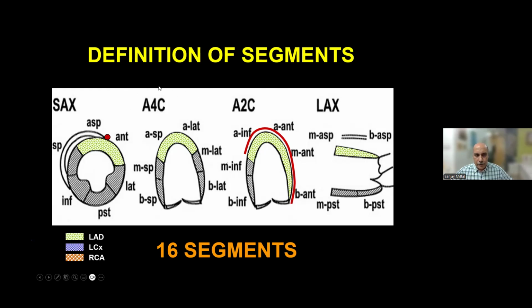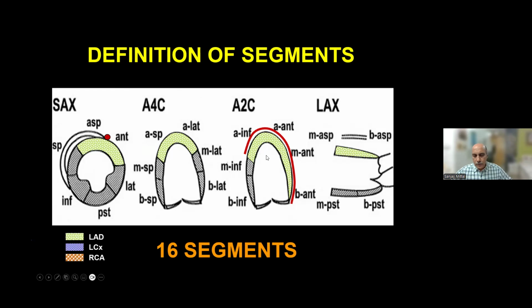So if you look at the four-chamber view, we would have the apical representation of the LAD. The lateral wall is not commonly supplied by the LAD, and the septal area is not supplied by the LAD. It is only the apical septum and apical lateral that are commonly supplied by the LAD.